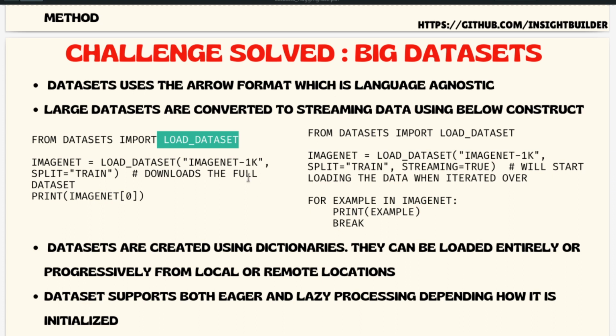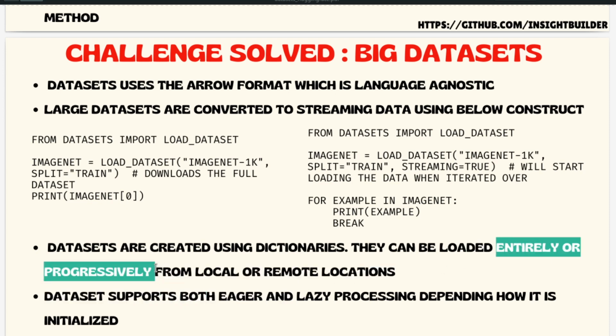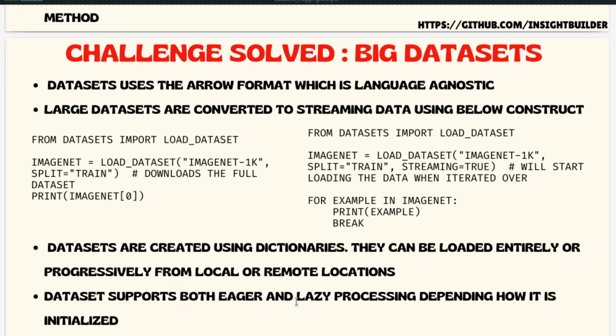But even then, there could be a dataset which is very huge, like 20 GB or 50 GB or larger. At that time, we can actually turn the simple dataset instance into an iterable dataset. What I mean to say is, inside the datasets library, that is the execution environment, there are two kinds of instances. One is the regular dataset instance, and the other is the iterable dataset instance. The datasets are created using dictionaries, and these can be loaded entirely or progressively. There are multiple ways to load the dataset, from local or remote locations.